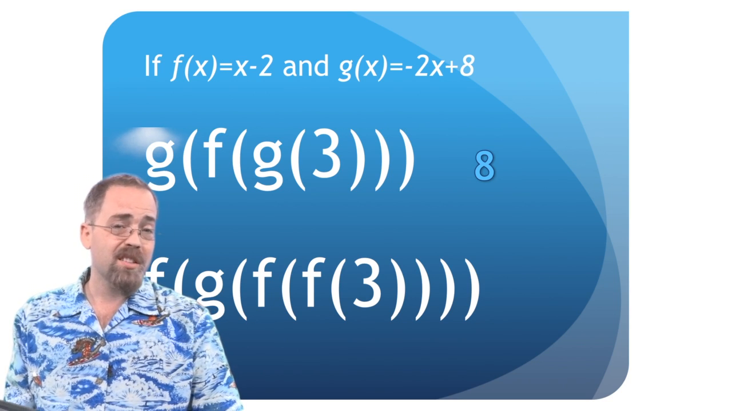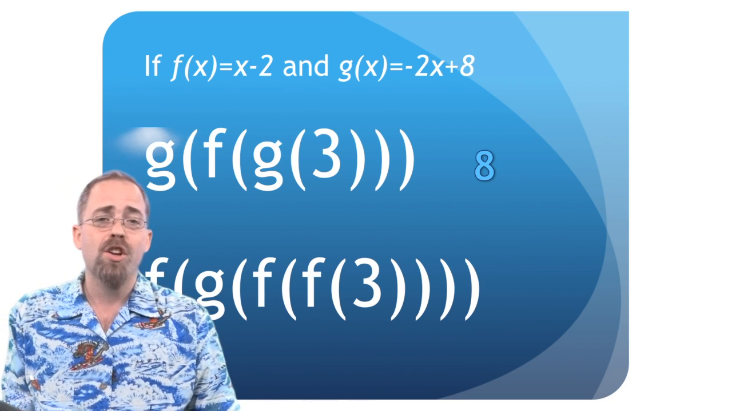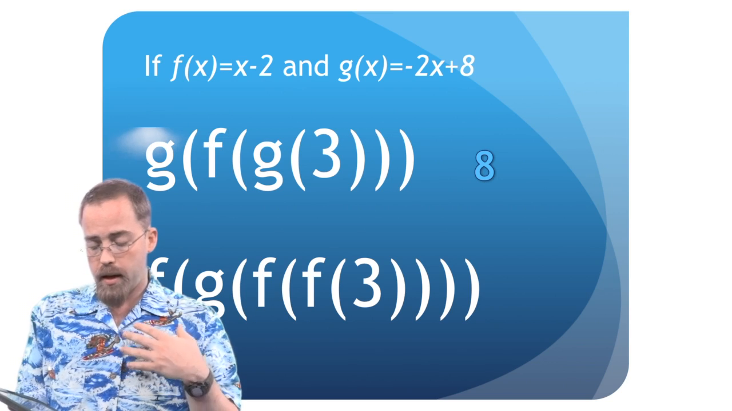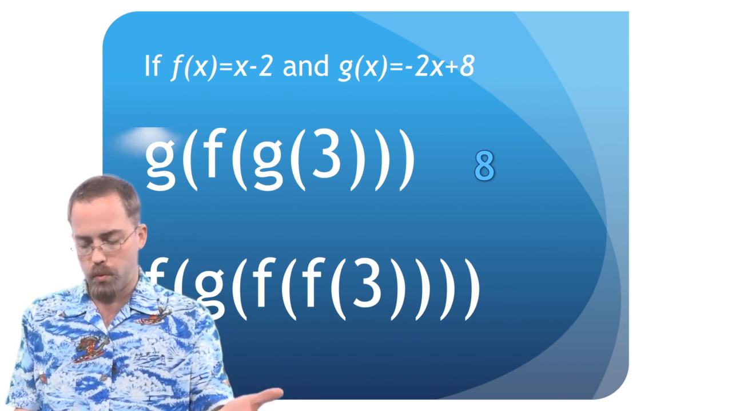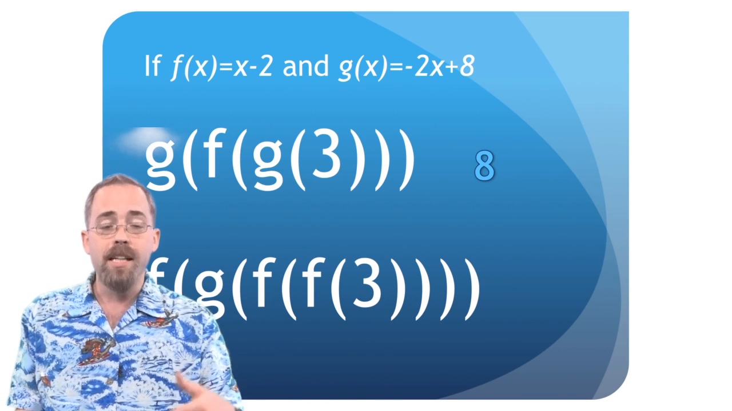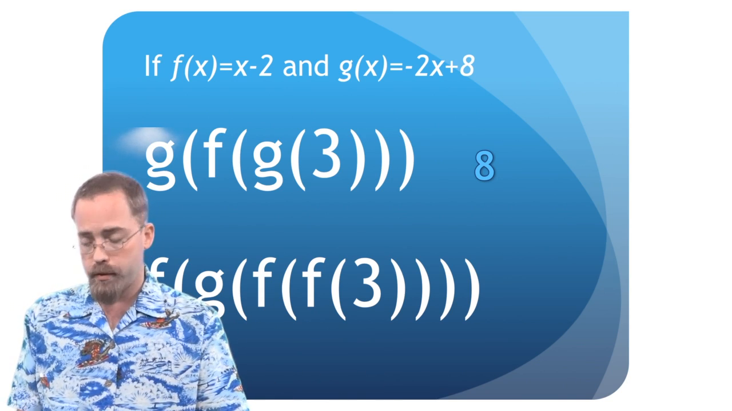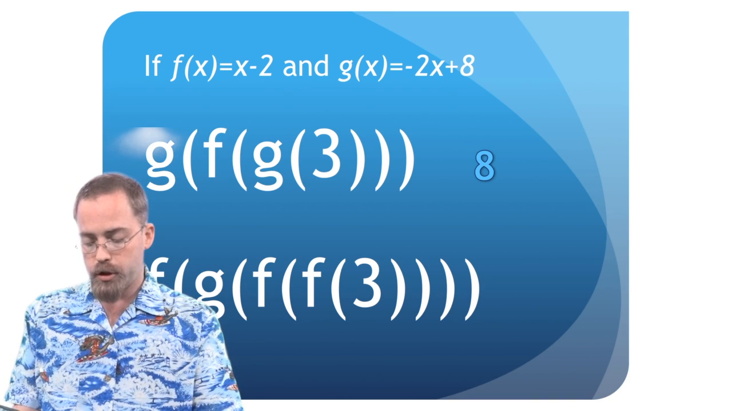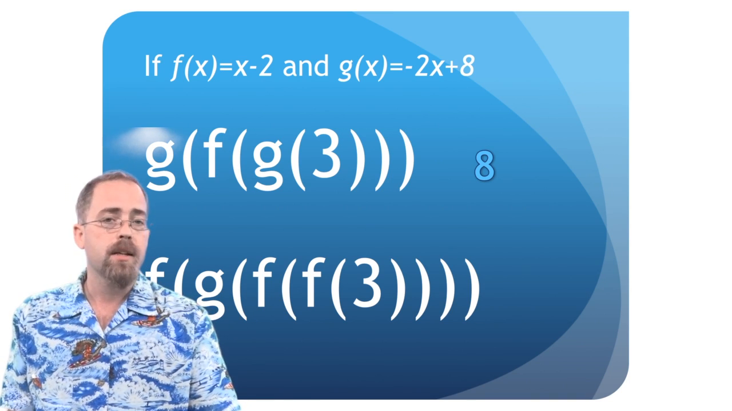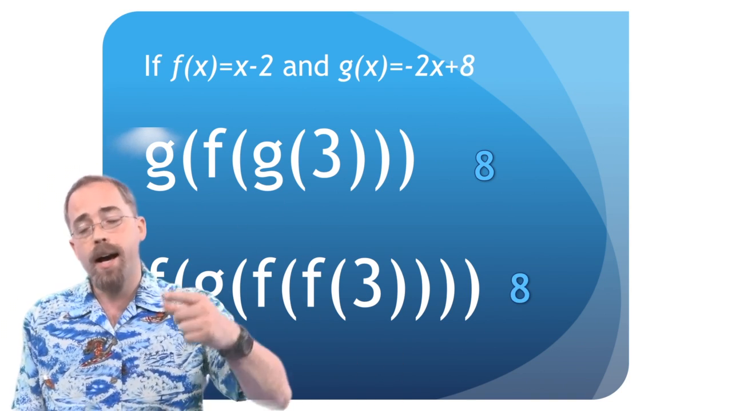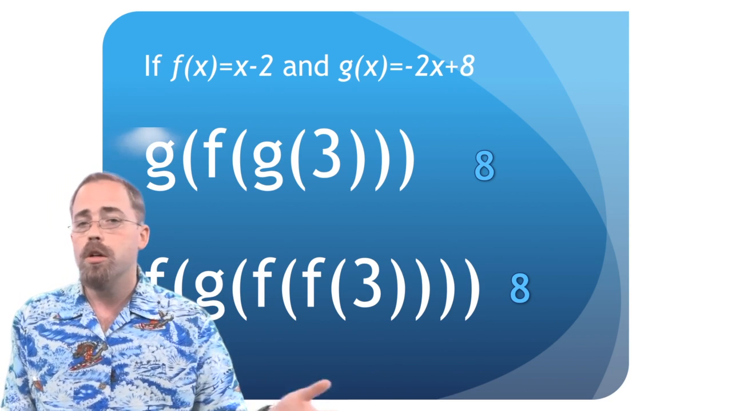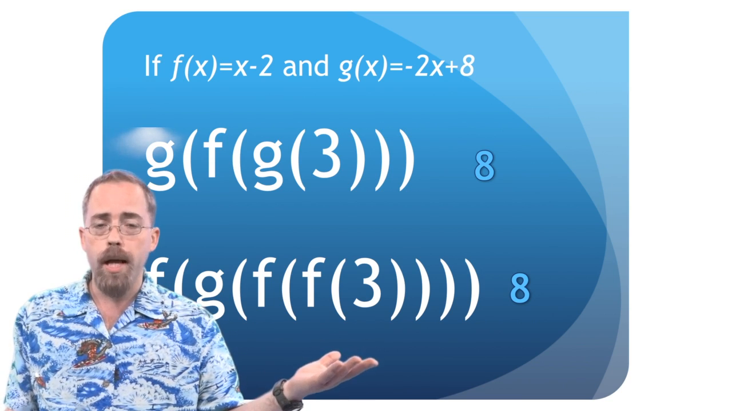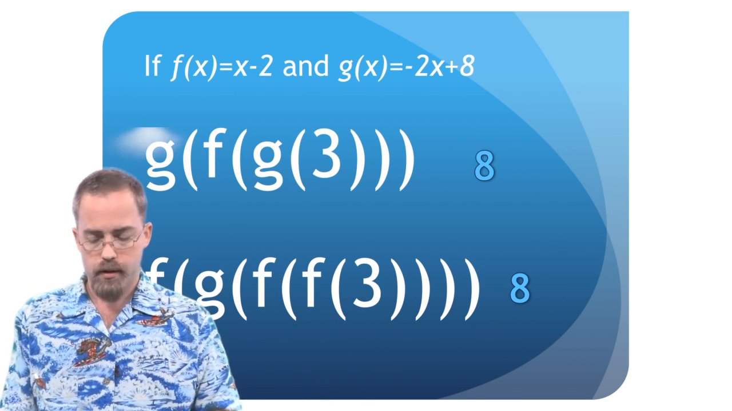And this can go on ad infinitum, ad nauseum, that I can say put 3 as an input on f, which we know is 1, then put that back into f and get -1, put that into g and get 10, and then put that into f and get 8. And this can just go on and on and on until you go blind. So be ready for that. This is what's coming.